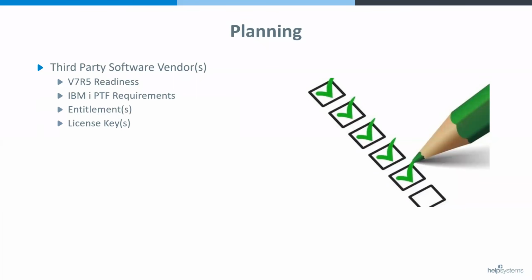So some areas that we're definitely going to want to take a look at, first of all, is your third-party software and those software vendors. Contacting them to understand, are the versions that are running on the partition we're looking to upgrade capable of the V7R5 operating system? And are there any potential IBM i PTFs at V7R5 that would be required for that third-party software to execute? Also want to ensure that you're still entitled or still have software maintenance on that software.